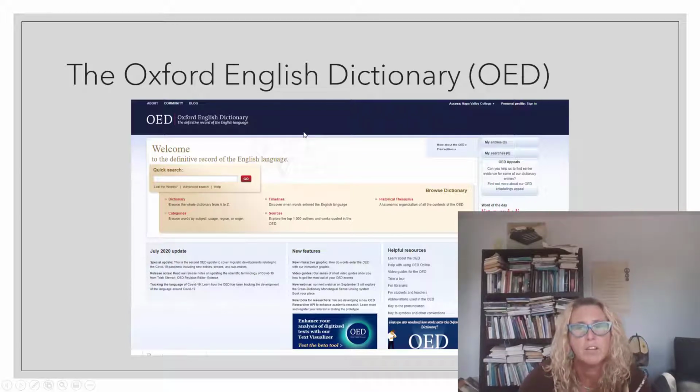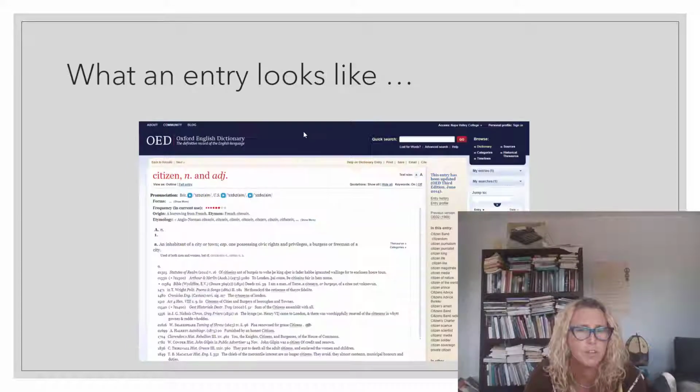And there is a tutorial that I've posted on how to use this website. It's very short, 4 minutes. Go ahead and watch that before you do this assignment. So here I've gone ahead and looked up citizen for you, one of the many definitions. This is the citizen word. This is the version of citizen that is a noun and an adjective.